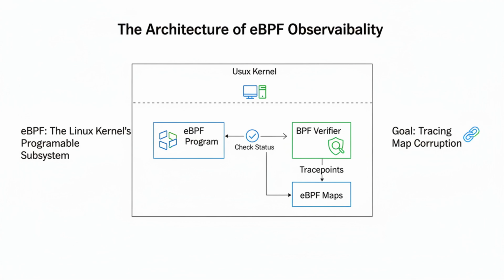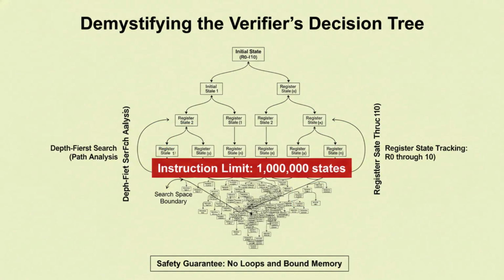In this session, we will move beyond basic Hello World examples and dissect the complex interactions between the eBPF verifier, BPF type format, BTF, and the shared memory maps that power your distributed state. The BPF verifier is a static analyzer that performs a depth-first search of all possible execution paths. It tracks the state of every register, ensuring that memory access is bounds-checked and pointers are never leaked.